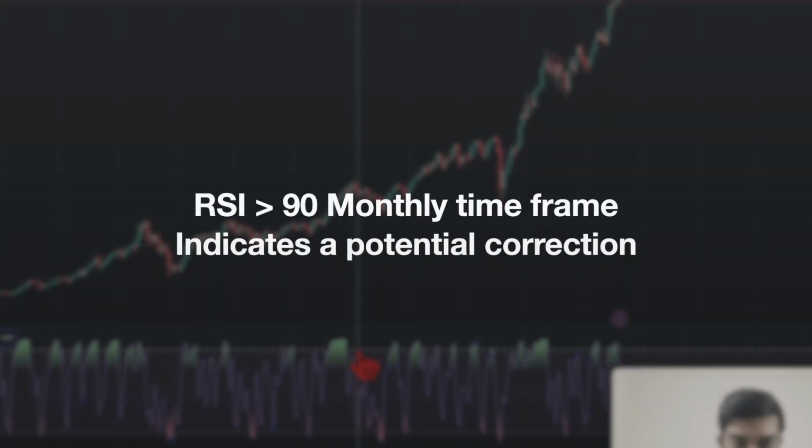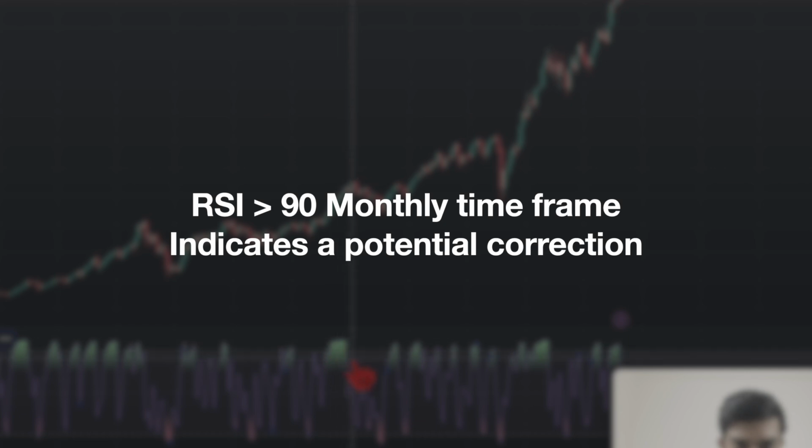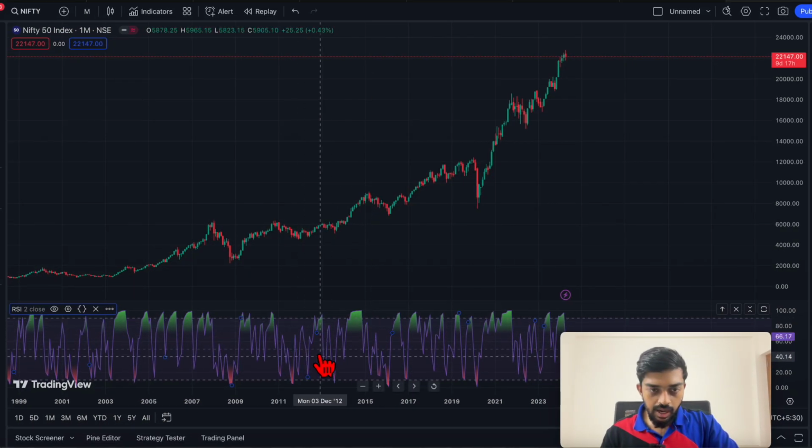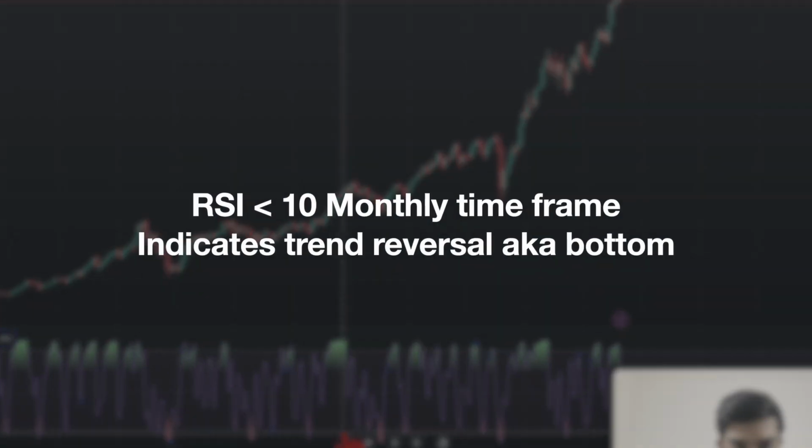It indicates that there is downside potential from here, and whenever the market is falling below the RSI value of 10, it indicates that there can be a potential upside from here.